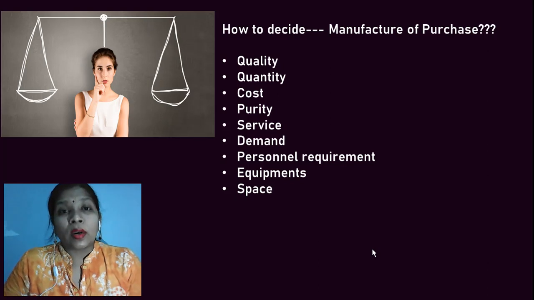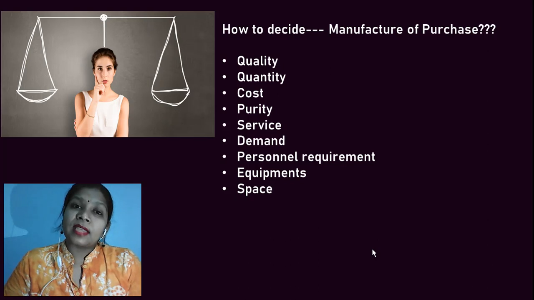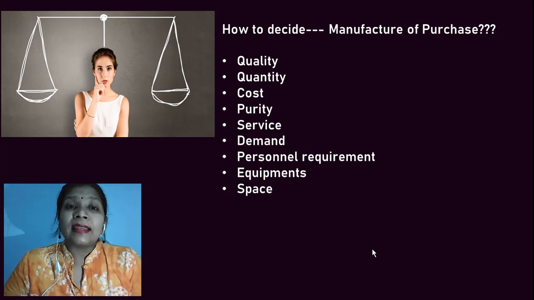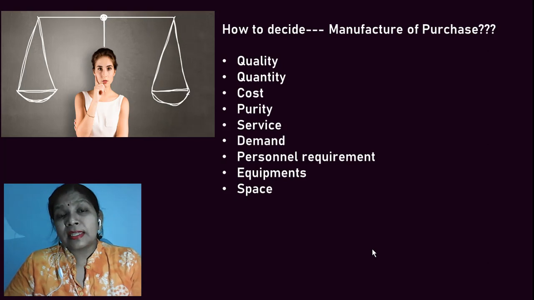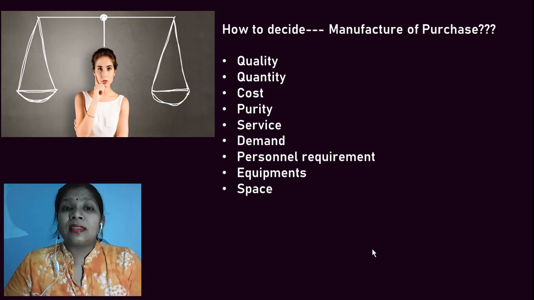Second thing is the quantity. Now, there are some hospitals which require a large amount of certain substances. Let me talk about that. Some hospitals may need a large amount of alcoholic preparations. So if you're purchasing it from outside, then definitely the cost of the preparations will be too high. So in that case, the hospital authority feels that if they can manufacture it inside the hospital, then they can have a better economic status.